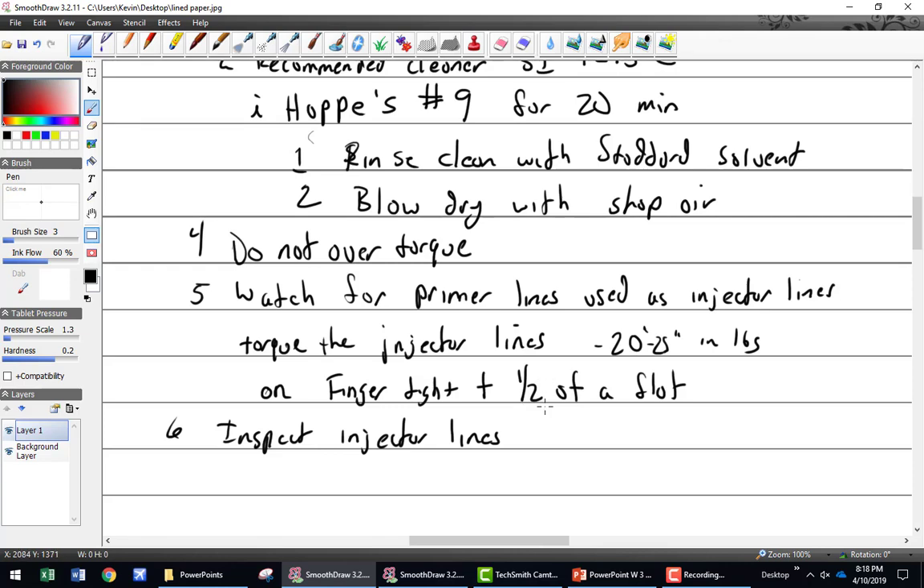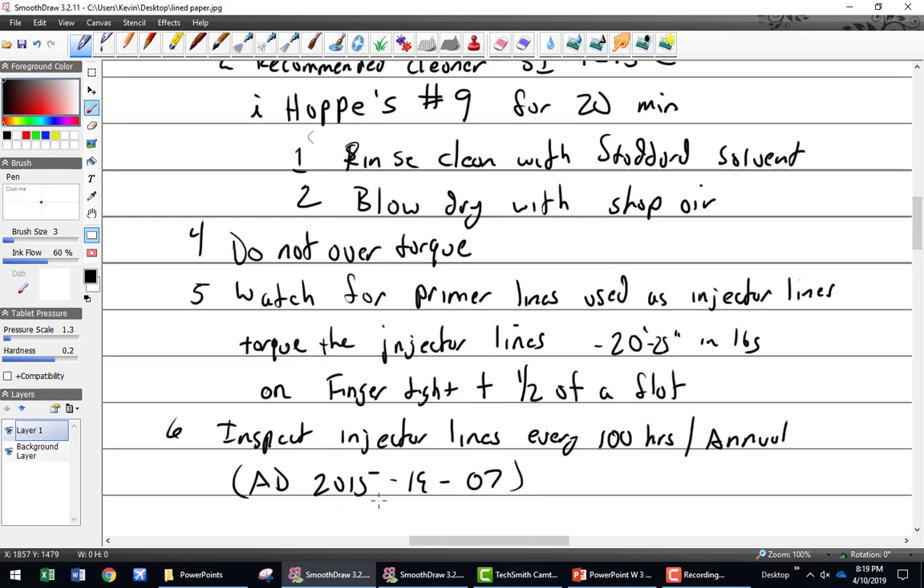There we go. Inspect injector lines every 100 hours / annual. And guess what? That is AD 2015-19-07. And it's actually a pretty old AD. So 2015, that's the year this AD came out. But this AD came out a long time ago. It's just revised so much.